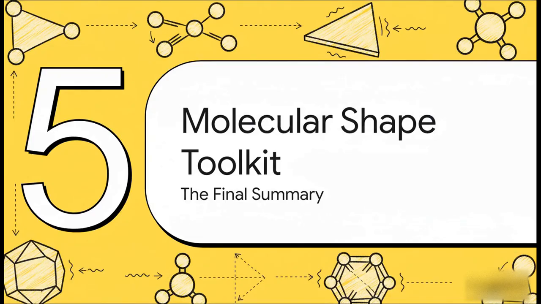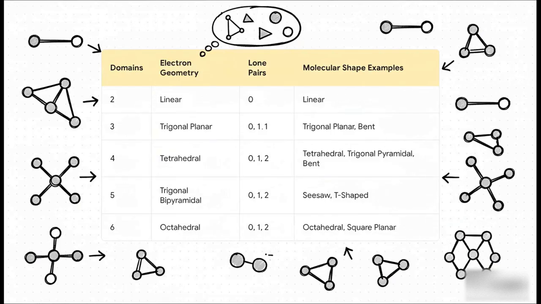Whew. Okay, we have covered a ton of ground here, from the basic idea of repulsion all the way to the fine details of bond angles. So let's put it all together in one powerful summary slide. Think of this as your ultimate toolkit for any molecular shape problem you'll ever face. And here it is, your VSEPR cheat sheet. This table connects everything we've talked about. You just start on the left, count your electron domains to get the electron geometry. Then, based on how many of those are lone pairs, you just follow the row across to find the final molecular shape on the right. If you can master this table, you've totally mastered VSEPR theory.